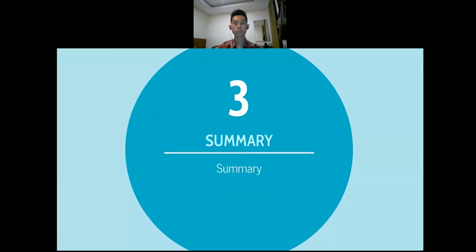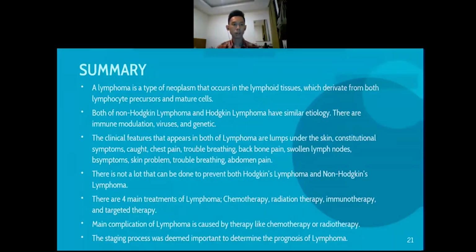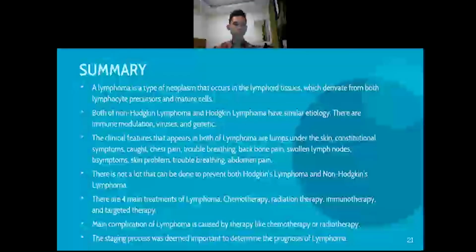So the last part is the conclusion. As we come to the conclusion, first, lymphoma is a type of neoplasm that occurs in the lymphoid tissues, which derives from both lymphocyte precursors and mature cells. Second, both non-Hodgkin lymphoma and Hodgkin lymphoma have similar etiology: immune modulation, viruses, and genetics.